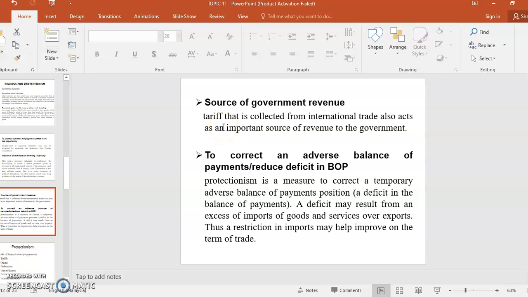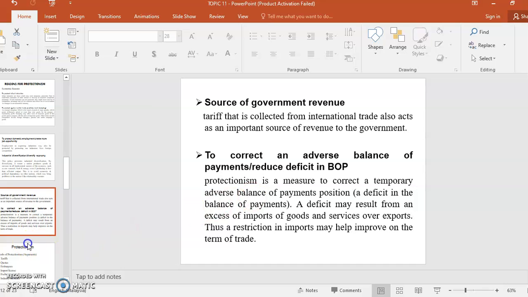Situ government revenue. Okay, to correct an adverse balance of payment. Protectionism is a measure to correct a temporary adverse balance of payment position, especially deficit lah, sebab deficit happen when import more than export. So bila kita ada protectionism, kita nak kurangkan import, kita nak lebihkan export. Sebab bila export means the money is coming in, duit masuk, income masuk, and then also boleh generate income lah. So kita boleh baiki adverse balance of payment. Maksudnya kita boleh reduce deficit lah, kita boleh kurangkan import.